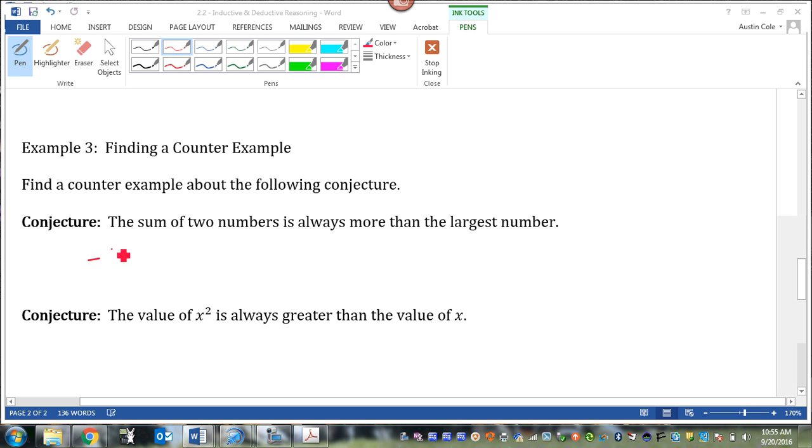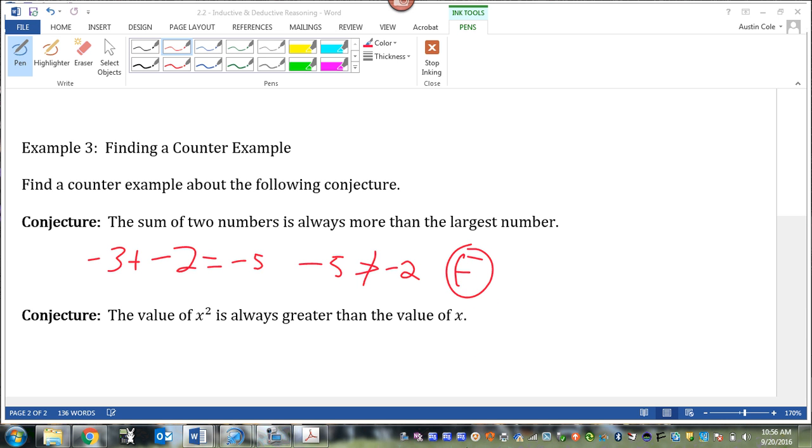So, -3 and -2, right? Okay, so the sum of those, you add them together, you get -5. Is -5 greater than -2? No. So that's false. What's your counterexample?